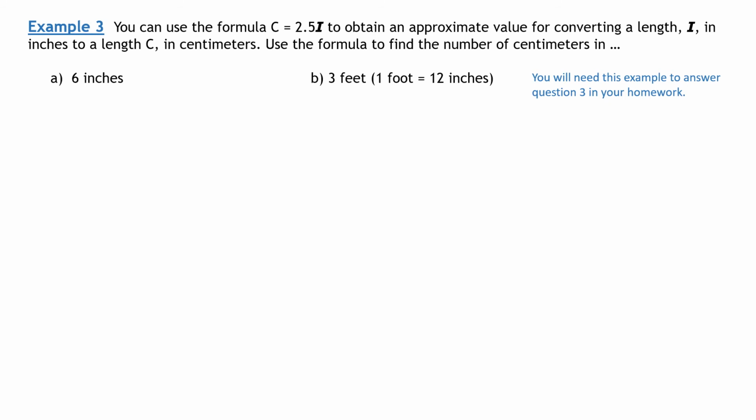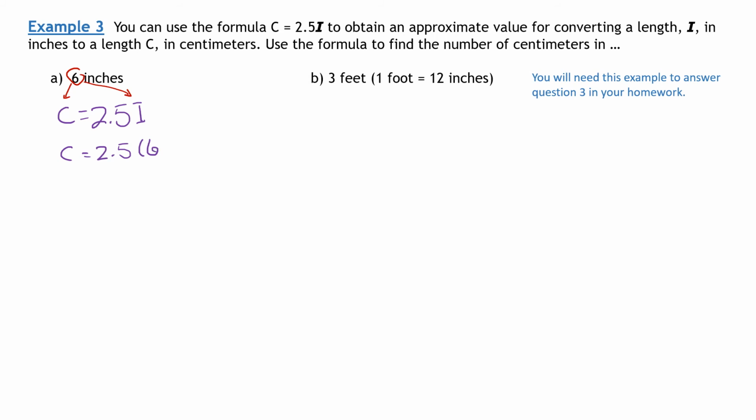I'm going to start by writing out the formula. C equals 2.5 and then a capital I. So where's the 6 going to go? Is the 6 going to go in for the C, or is it going to be substituted in for the I? Well, the 6 is in inches, so it's going to go in for the I. So C equals 2.5 times 6.